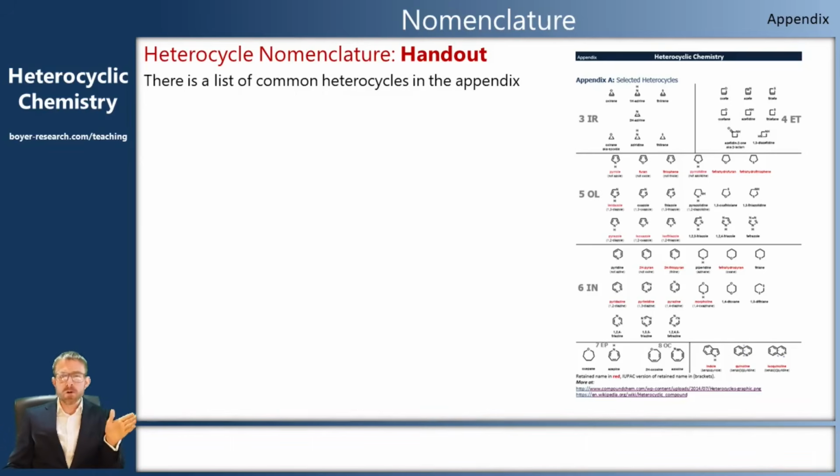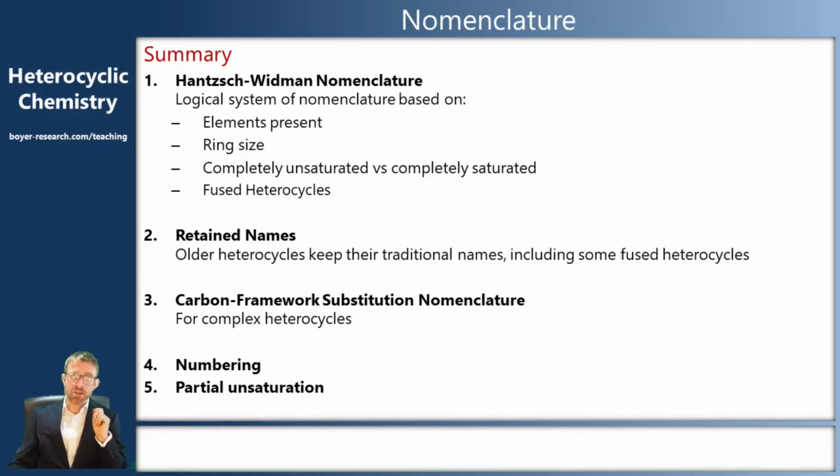So I've tried to walk us through the different systems used for naming heterocycles. I've also compiled a list of the most commonly encountered heterocycles in the handout, if you prefer just to learn them, which is a perfectly acceptable way. In summary, there are 3 systems for naming rings. We have the Hantzsch-Widman nomenclature, which is a logical system based upon the elements present, the ring size, and how saturated or unsaturated the molecule is. We can see that it also helps us name fused heterocycles.